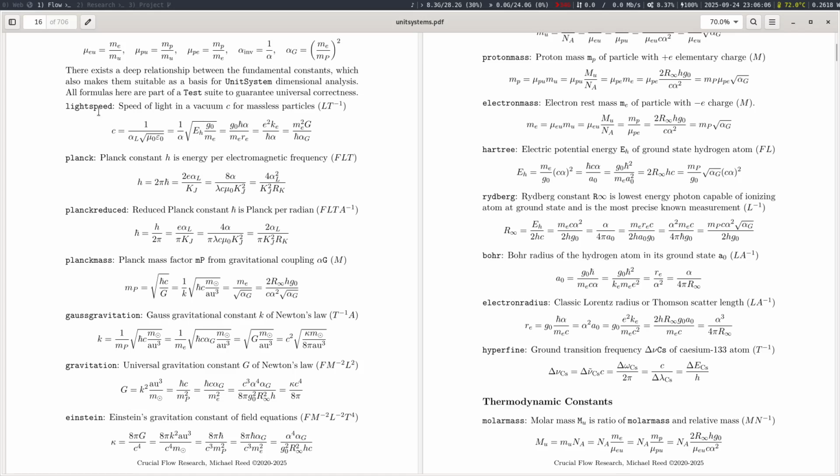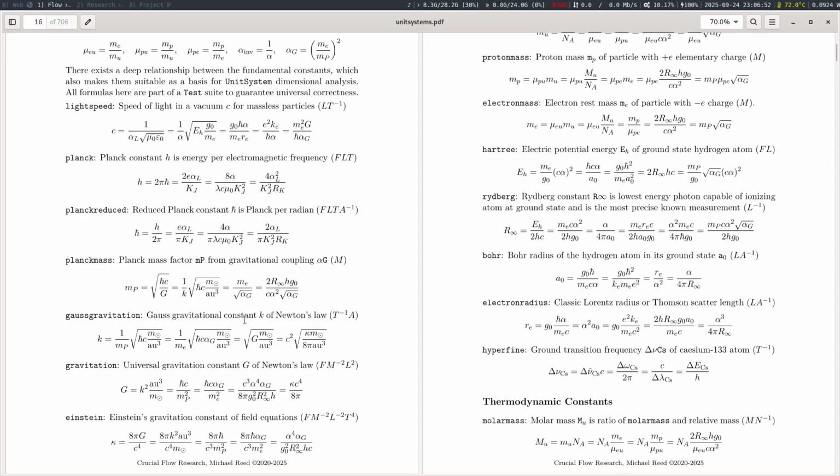So like the speed of light in vacuum for massless particles, the Planck constant h, which is energy per electromagnetic frequency, the reduced Planck constant, which is the Planck constant per radian, the Planck mass, which is the factor from the gravitational coupling constant, and the Gauss gravitational constant from Newton's law, the universal gravitational constant, capital G, of Newton's law. And then there's one that's from Einstein's gravitation constant of his field equations.